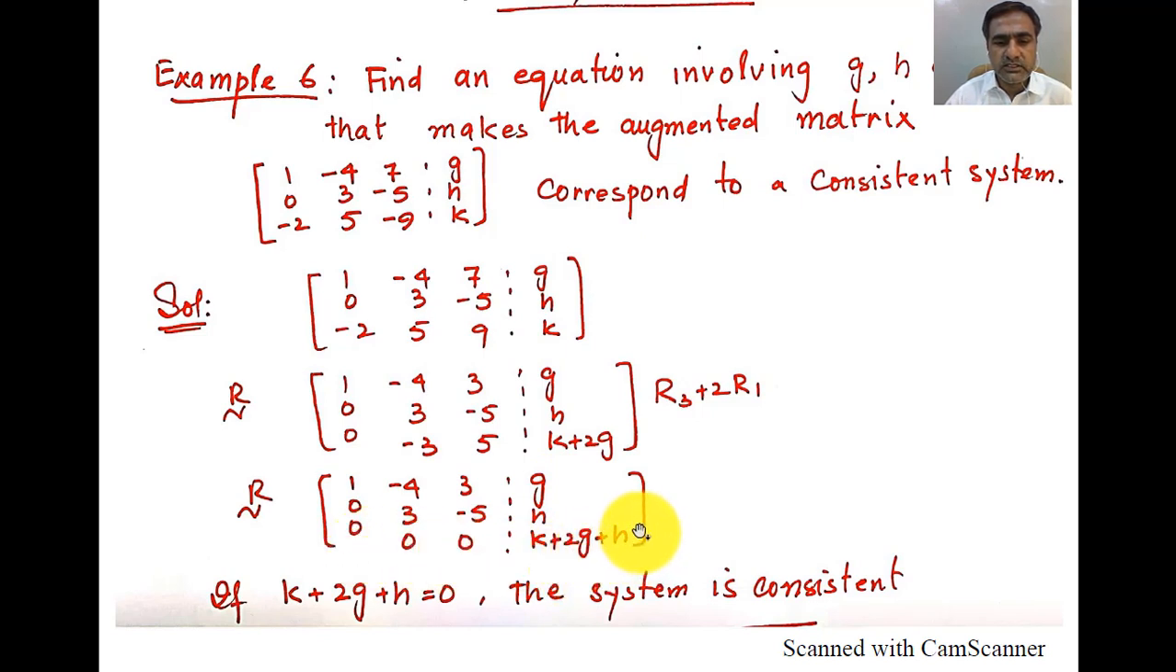From here, for the system to be consistent, this entry must be 0. If this is different from 0, of course we have rank of AB greater than rank of A, which will make the system inconsistent. But we are looking for a consistent system, and hence this equation must be satisfied. Now just find values of K, G and H that satisfy this equation. You can put them here and they will make the system consistent.